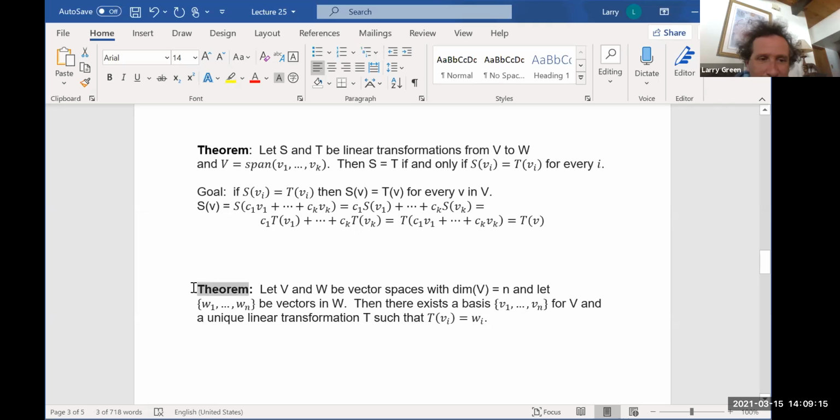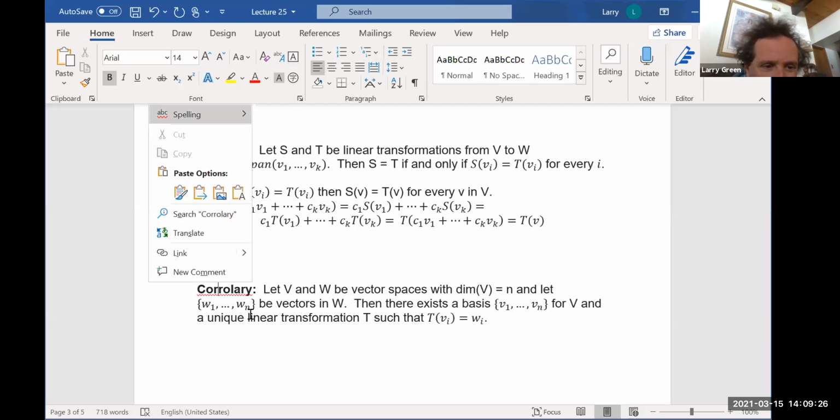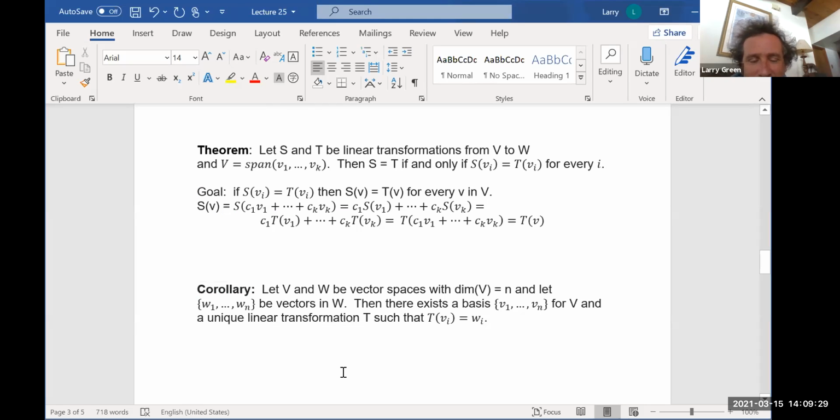So it's really more of a corollary. The book calls it a theorem, but I'm going to call it a corollary, because basically it comes immediately from the theorem above. Do you see why it's immediate? Because if you're told where each of the vi's go, then you know where everything goes. We're told vi goes to wi, so we know where everything goes. That means there's only one choice. And there it is. Any questions on this theorem?